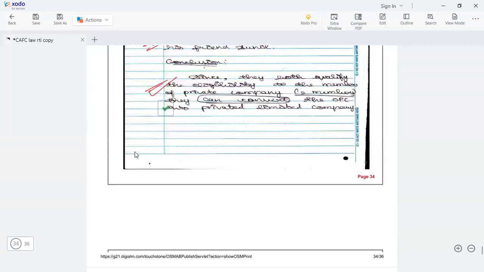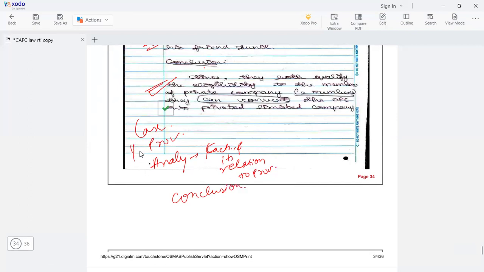So the key things we need to keep in mind for a case study based question are: provision, then your analysis, or you can write facts of the case and its relation to the provision, and you have to compulsorily mention your conclusion. Your provision can carry 1 to 2 marks. Analysis will give you 1 mark. With the conclusion, you can get 1 or 2 marks based on how many different cases they have given you. This is about the case study questions.